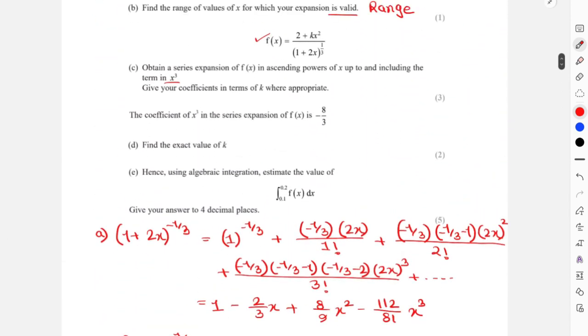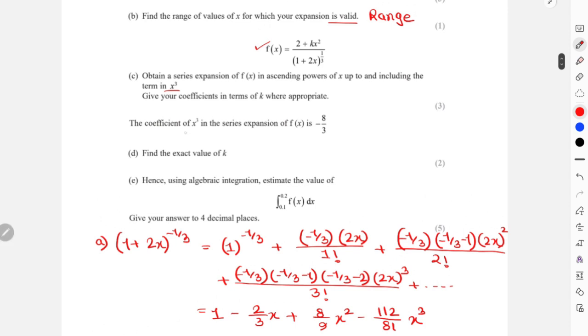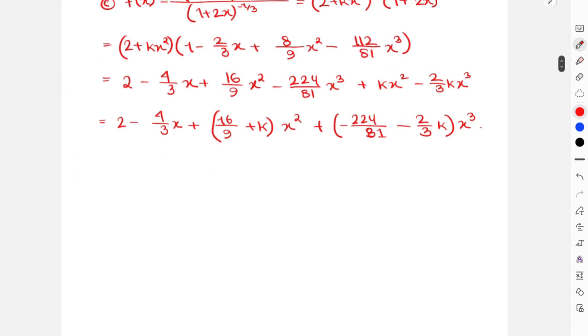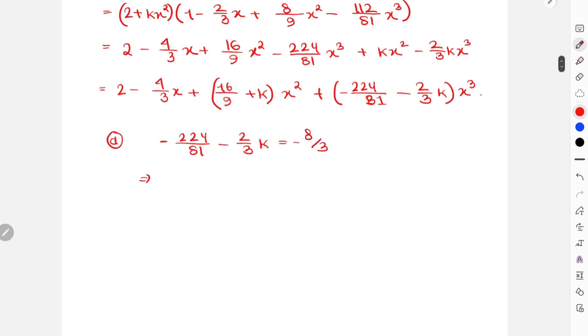to part D, right? It says that the coefficient of x cube in the series is actually minus 8 by 3. You have to use this to calculate the value for k. Okay, so the coefficient of x cube in part D is minus 224 over 81 minus 2 over 3k equals minus 8 over 3. So now I just have to make k the subject of this formula.